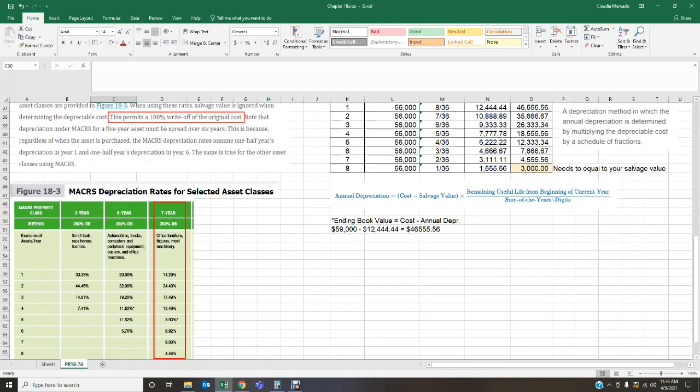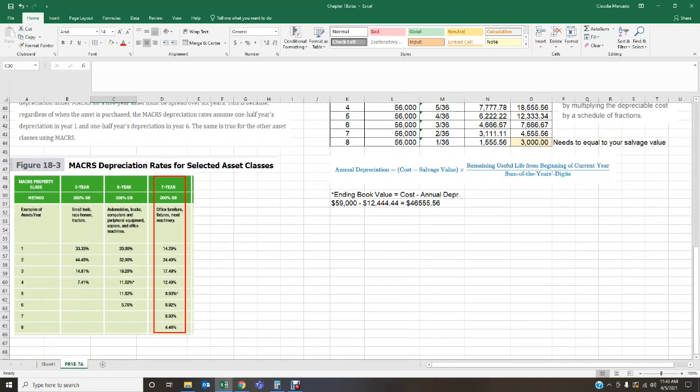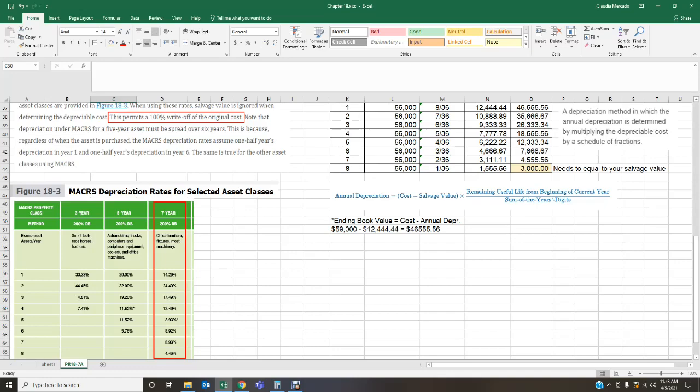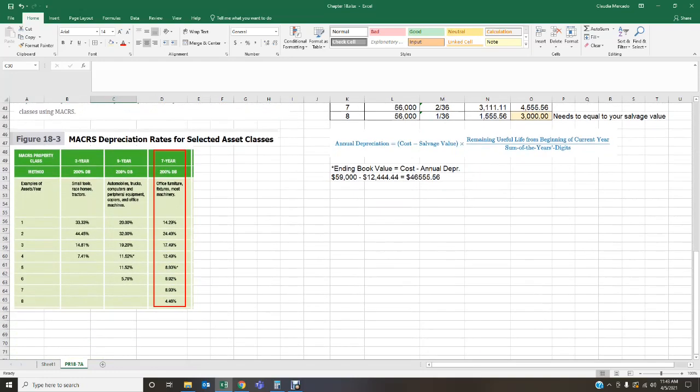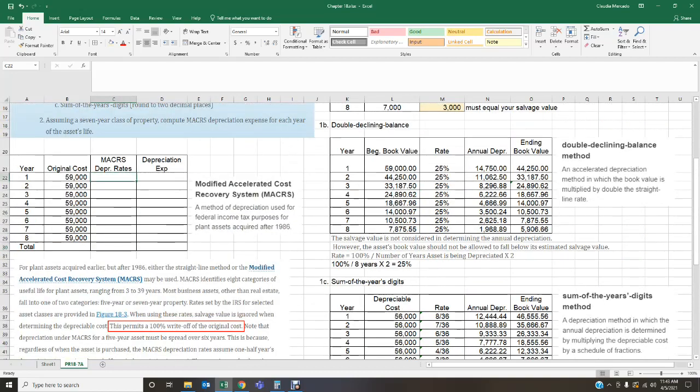So I go back to my MACRS table and I locate my 7-year column, okay? And then we have all of these rates provided. The 7-year column is used for office furniture, fixtures, and most machinery, okay? So this is the rate we're going to be using. This is applicable to this problem, okay? So these are the rates that I'm going to be using. I'm going to transfer those rates up here in this particular order from year 1 to 8. So I'm just going to transfer them over, okay?